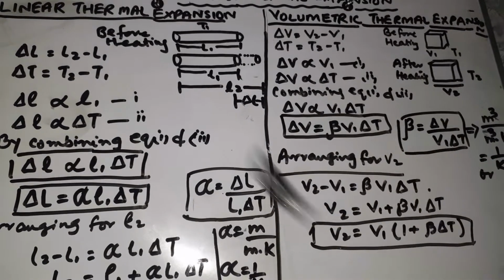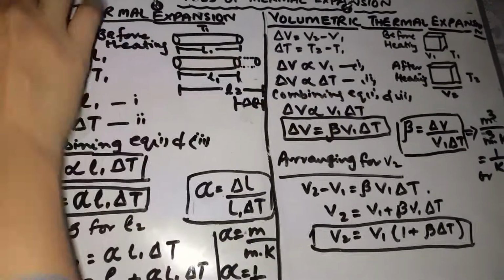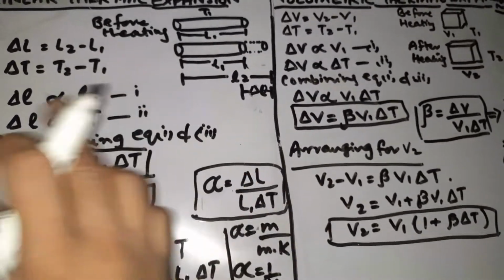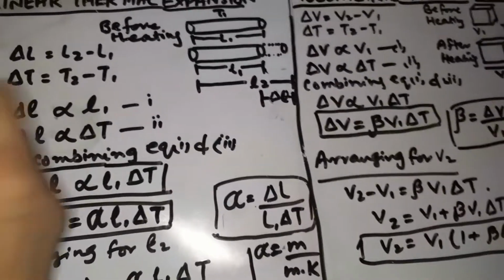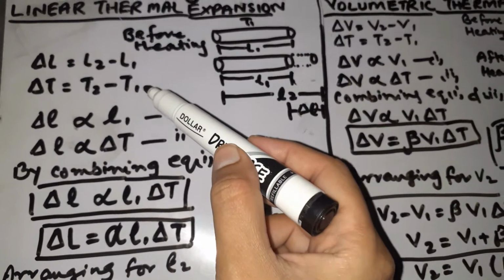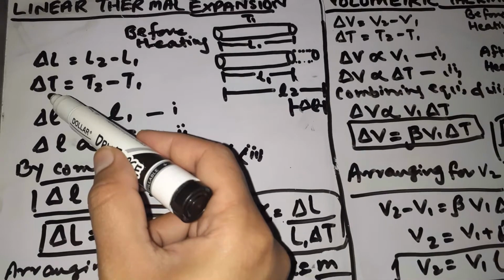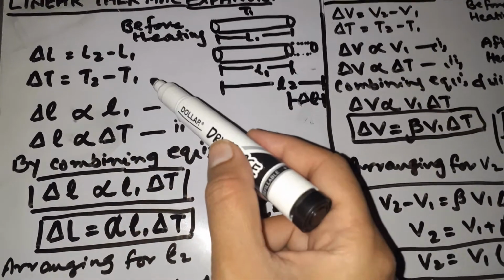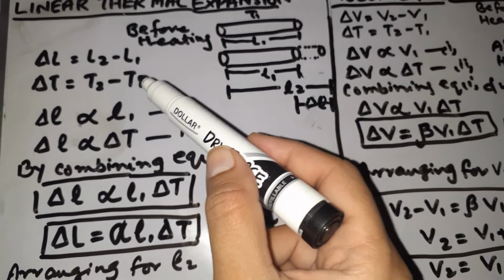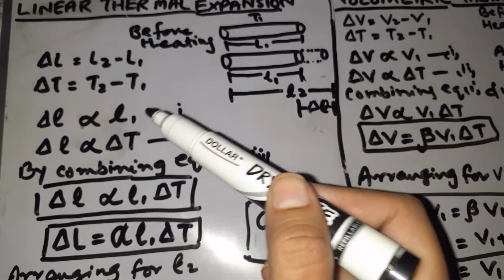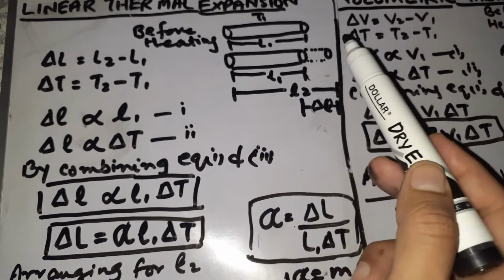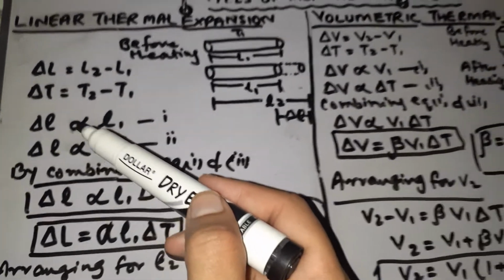This is delta L. Mathematically we can write the change in length as L2 minus L1. The change in temperature is represented by delta T, which is T2 minus T1. According to linear thermal expansion, the change in length is always directly proportional to the original length. As the original length increases, the change in length also increases.